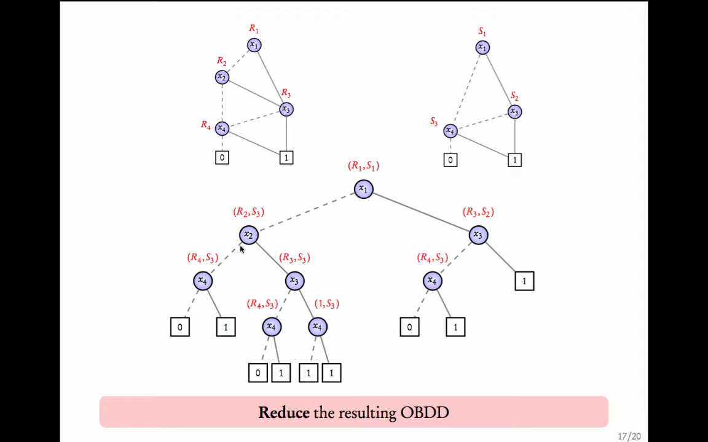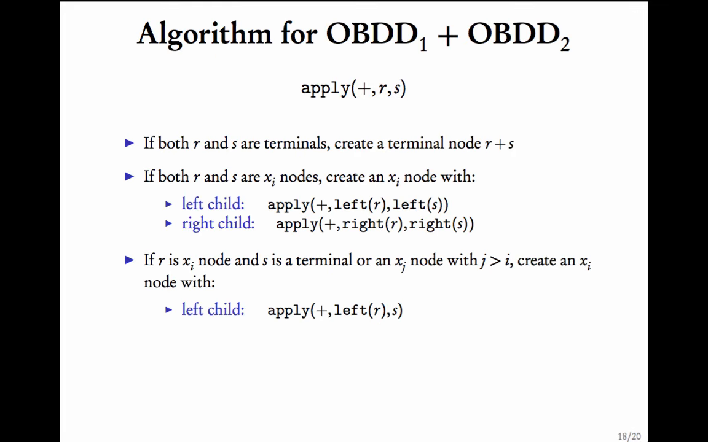Now on the left child, you just took the left of the X2 node and the right of the X2 node, and you just brought S3 as it is. You did not take children of them. You just took children of the lower variable. That is what this says. If R is Xi and S is a terminal, which is the highest in some sense, or an Xj node with j bigger than i, create an Xi node with left child equal to the left child from just the Xi node, keeping the S node the same, and the right child from the Xi node with the S node the same.